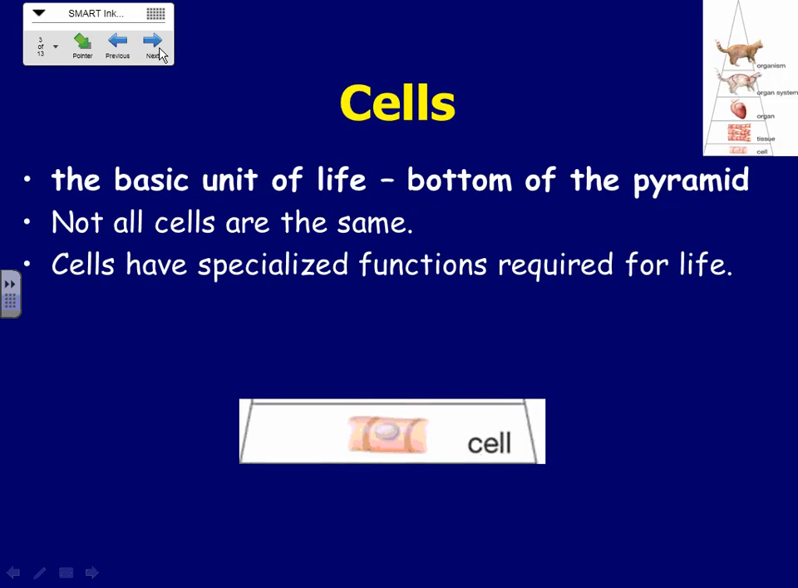All right, excellent. So let's then talk about each of these levels of the hierarchy. And really not much to say about this because that's what our whole previous half of this unit was about. It was all about the cells. Basic unit of life, it's at the bottom of the pyramid. Not all cells are the same, and cells have specialized functions.